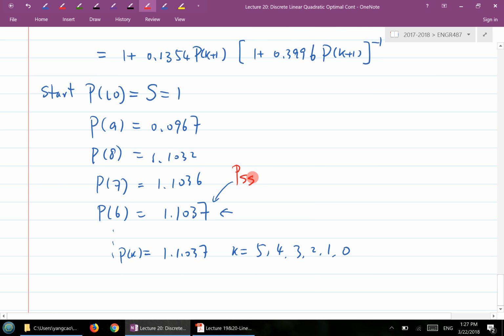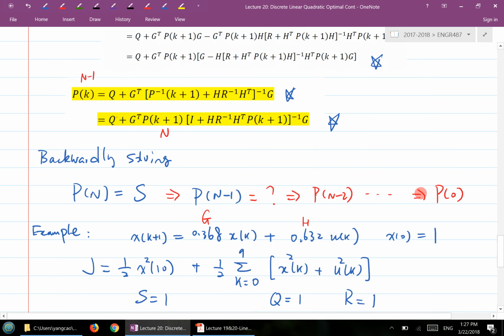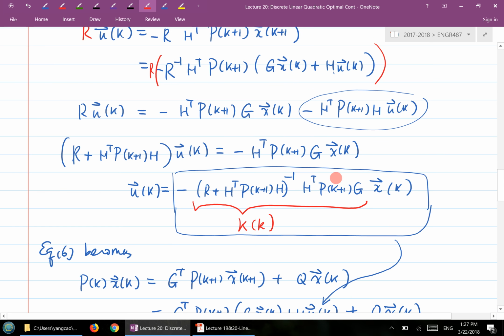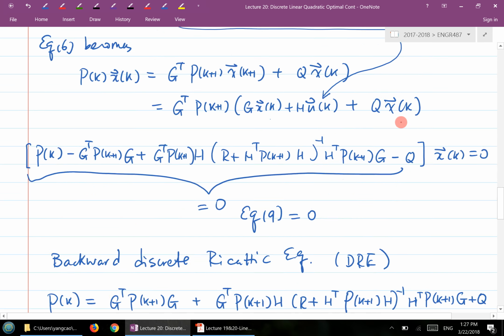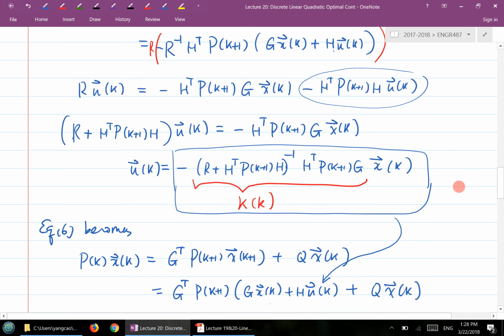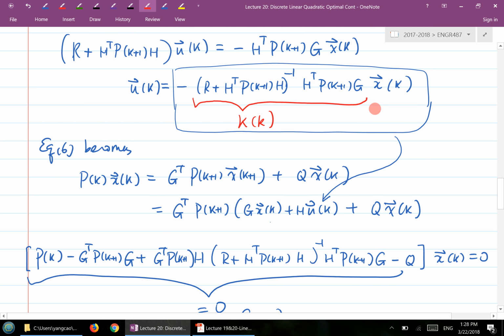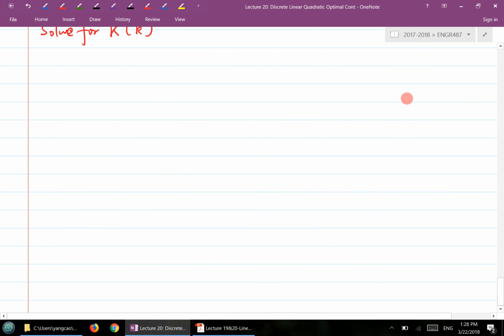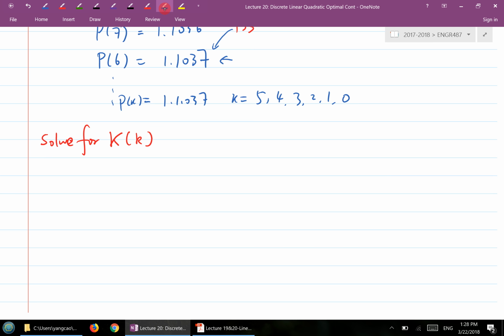Once you get your P matrix, then you solve for the gain value K, and the gain is over here. So we can solve for the gain capital K. Let's say this is equation number 10. Based on that equation, you can solve for this K now, and this is a forward solution.